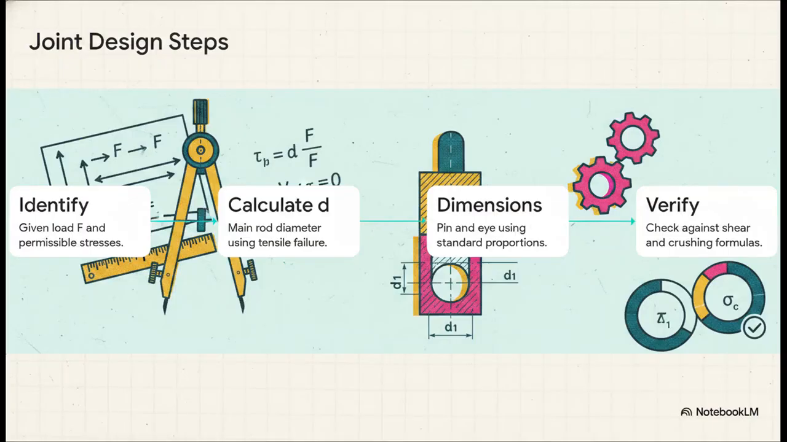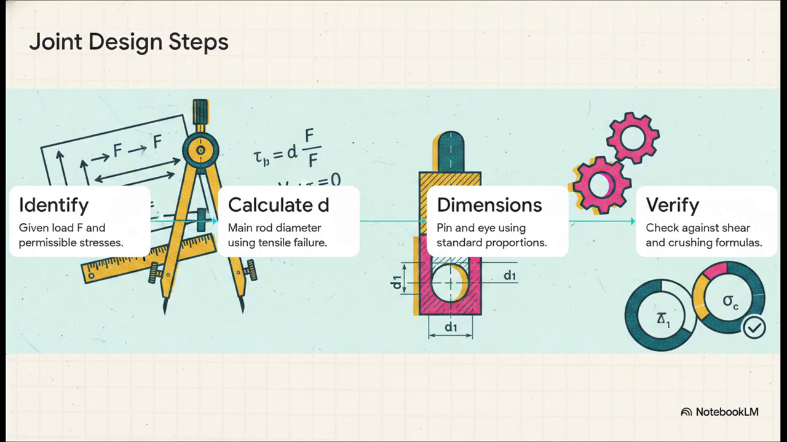And here it is, your ultimate step-by-step joint problem-solving algorithm. Step 1, scan your exam prompt to find the given load and all permissible stresses. Step 2, use that formula we just talked about to calculate your main rod diameter, d. Step 3, use standard empirical proportions, like the pin diameter, d1, often just equaling the rod diameter, d, to figure out the rest of the joint dimensions.